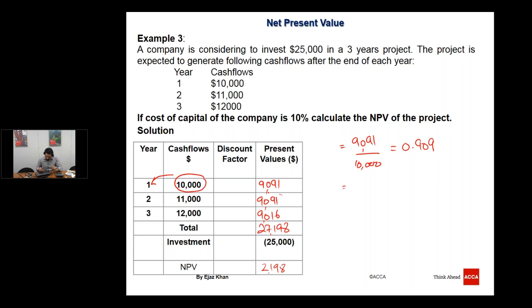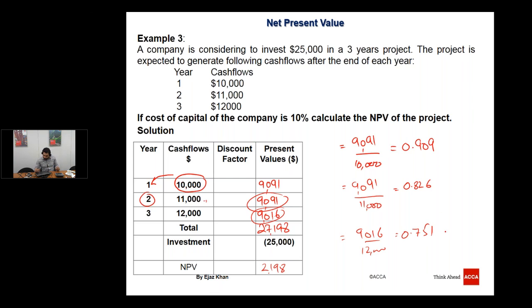And this $9091 is the value of $11,000. So let's divide it by $11,000, so we'll get the value of $1 that is going to be received after year 2. 0.826. Good. And then 9016 divided by 12,000, so we'll come to know the present value of $1 that is going to be received after year 3. 0.751.